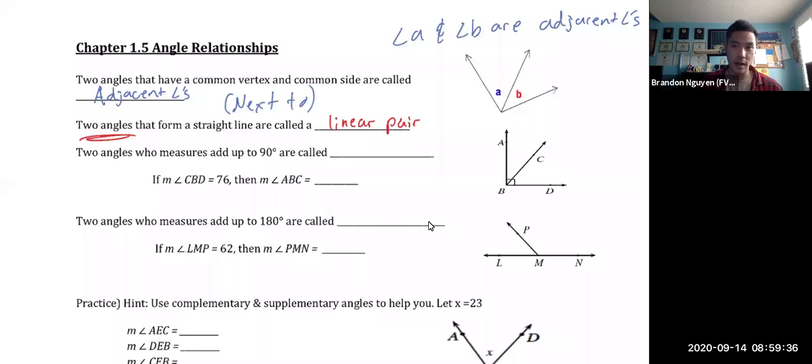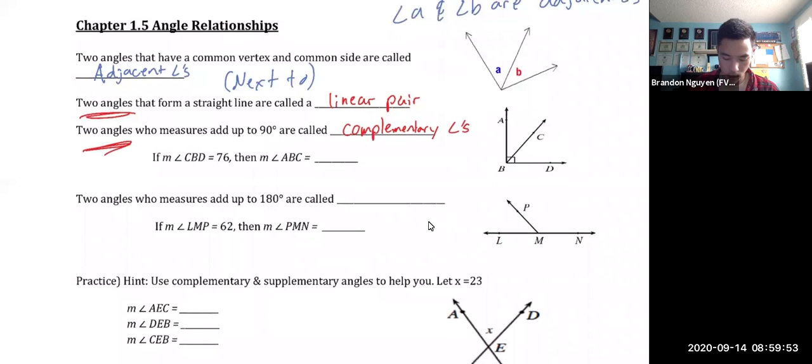Two angles whose measures add up to 90 degrees are called complementary. Okay, again, we're dealing with two angles a lot. So there's a picture on the right side. If angle CBD right here is 76, what is angle ABC? Boom, it's 14. And then two angles whose measures add up to 180 are called supplementary angles.